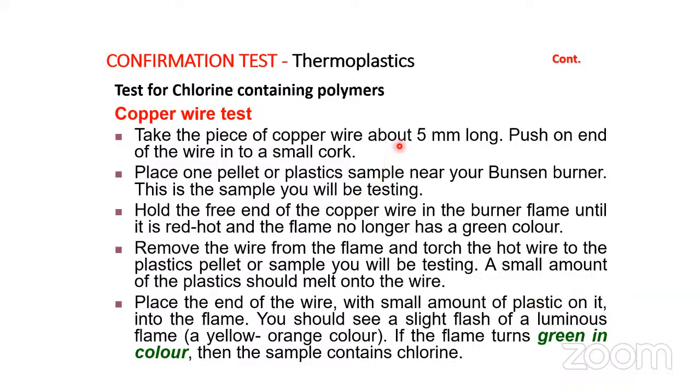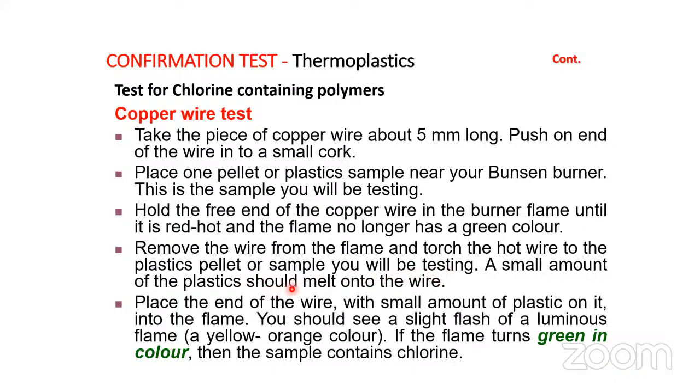Take a piece of copper wire about 5 mm long, and push one end of the wire into a small cork. Place one pellet of the plastic sample near your burner. This is the sample you will be testing. Hold the free end of the copper wire in the burner flame until it is red hot and the flame no longer has a green color. Remove the wire from the flame and touch the hot wire to the plastic pellet of your PVC, or the sample you will be testing.